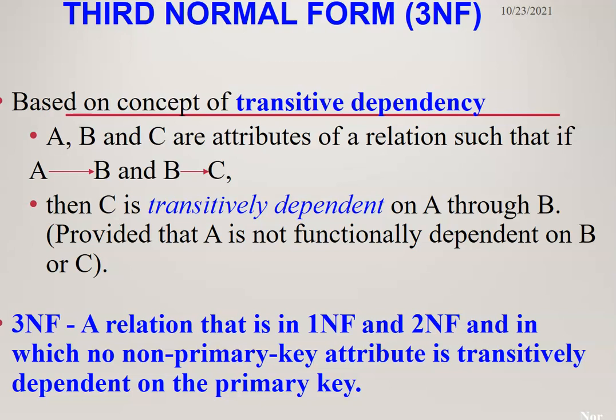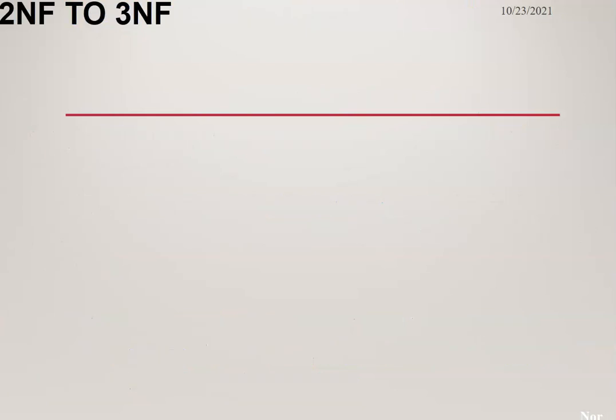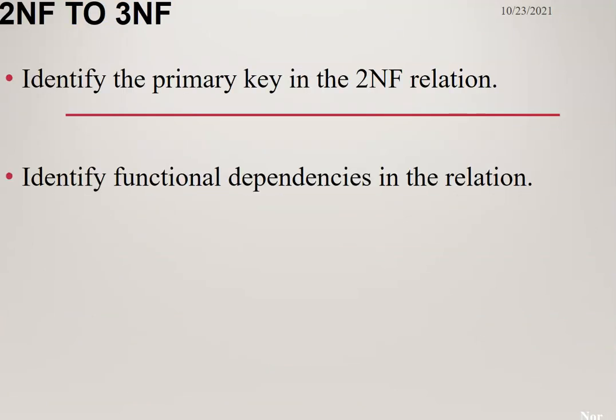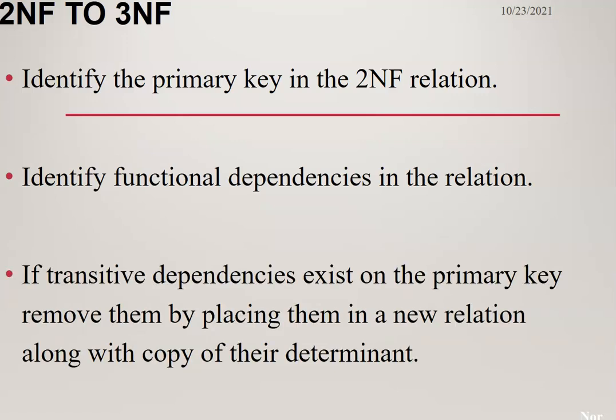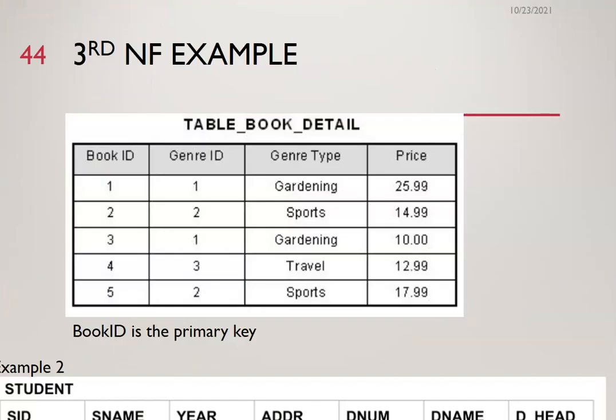So a relation is in the third normal form if it is in the first normal form, it is in the second normal form, and there are no non-primary key attributes that are transitively dependent on the primary key. So what do you do? You identify the primary key of the table in the second normal form. You identify functional dependencies in the relation. If there exists any transitive dependency, you take those attributes that are transitively dependent on the primary key together with a copy of the attribute that is determining it, the determinant, such that you create a new relation. That copy that is the determinant becomes the primary key of that new relation.